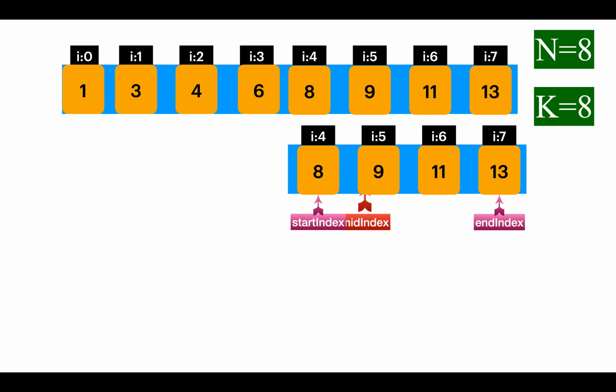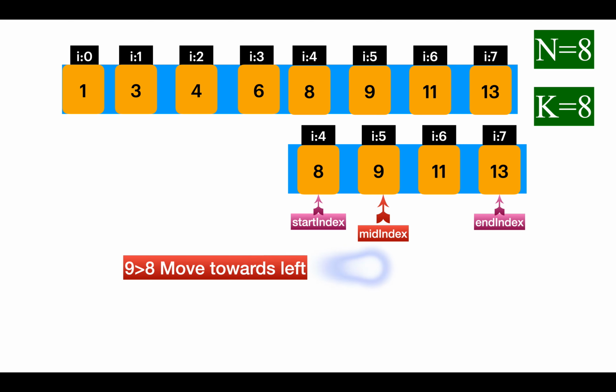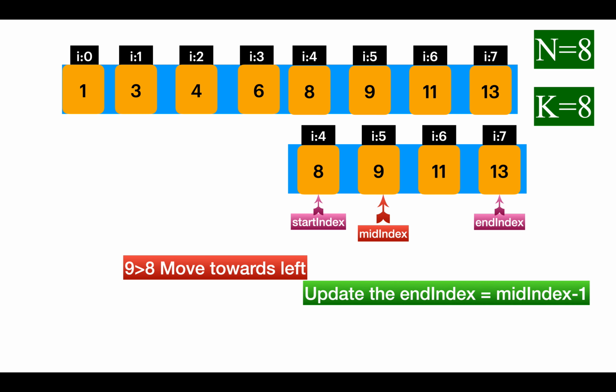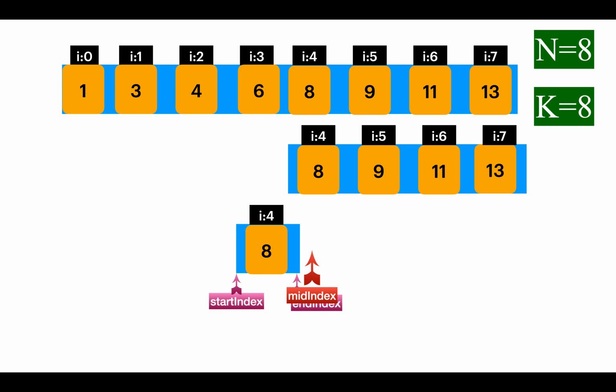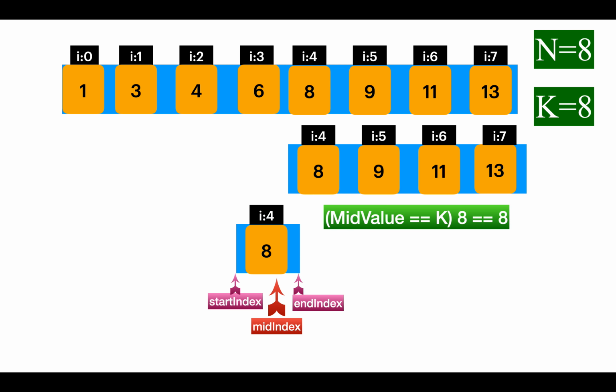Now again calculate the mid index. Now the mid value is greater than the key, so the key must be on the left side. So to move towards left, update the end index equal to mid index minus 1. Now calculate the mid index. Now the mid value is equal to key, so return the index number.